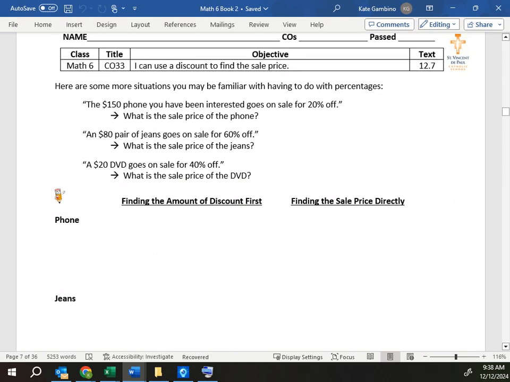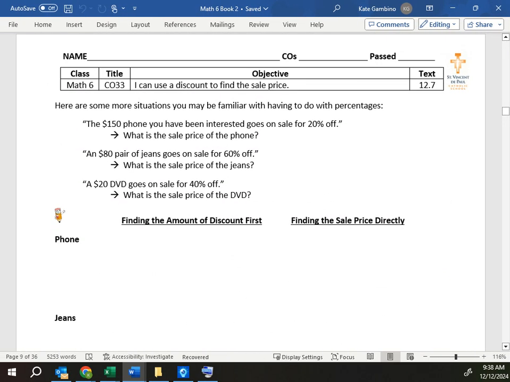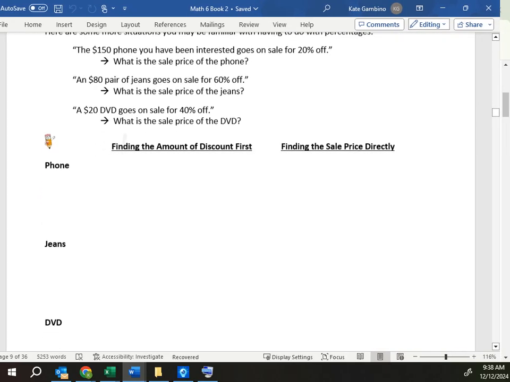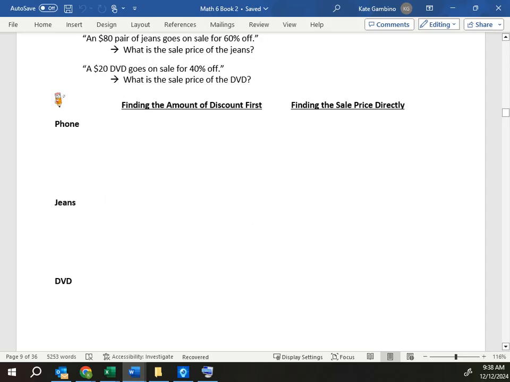Okay, CO33, I can use a discount to find the sale price. Remember, we had two different ways of doing this. You need to look at that and say, oh yeah, I liked finding the discount first, or I like finding it directly. So look at the work that you did on that second page. Is it more comfortable for you to multiply and then subtract it away from the total? Or was it more comfortable for you to subtract and then multiply?